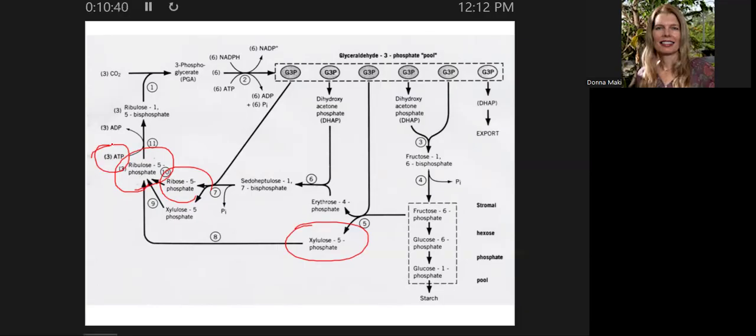Okay, so the Calvin cycle, if everything's going okay, you have to imagine this cycle zinging around, so to speak, all day.